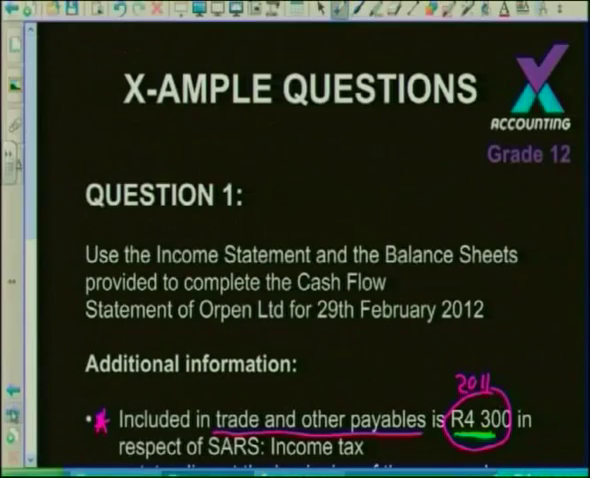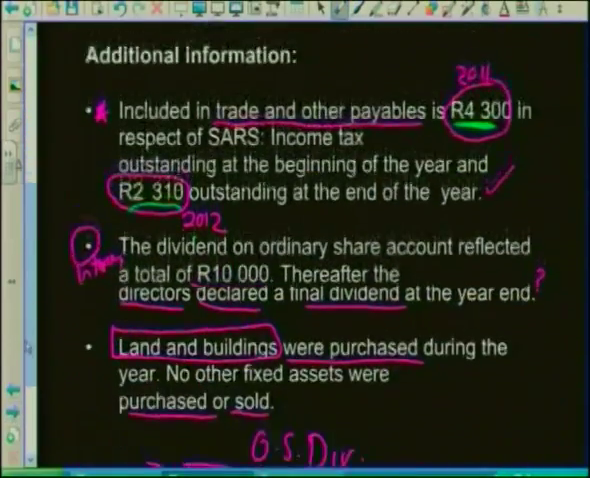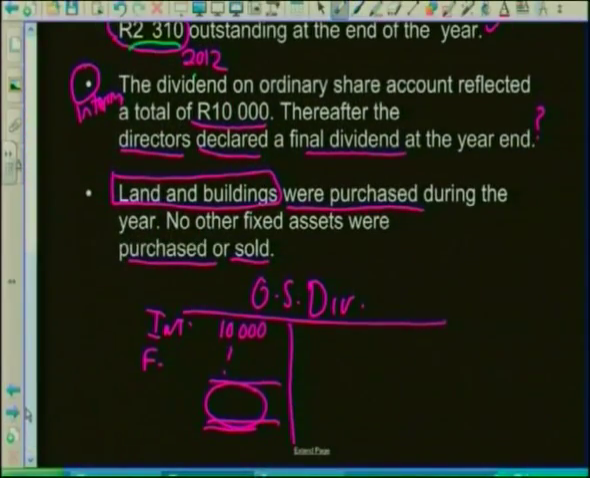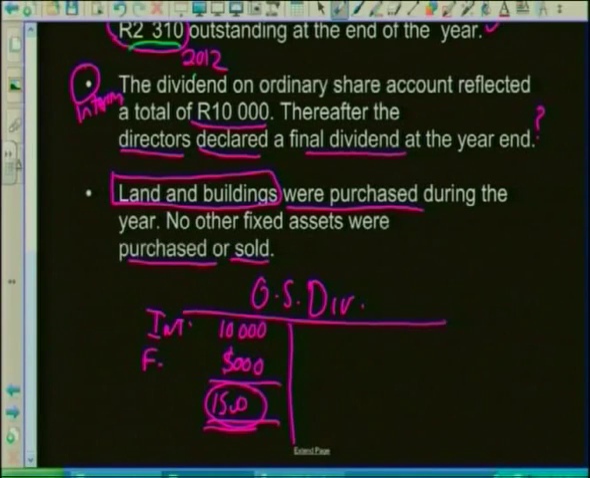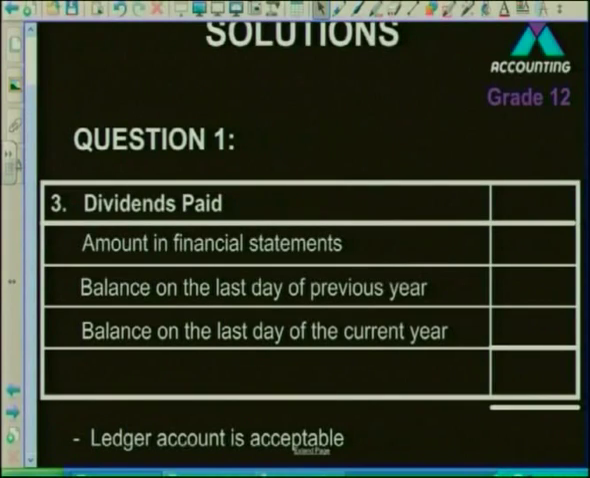So let's go back to that T account. Okay, so my final dividend was an amount of 5,000 Rand, which means my total dividend that I would have taken to my retained income note is 10,000 plus the 5,000, an amount of 15,000. Right, let's now take this information to our note. So let's go back to our note.